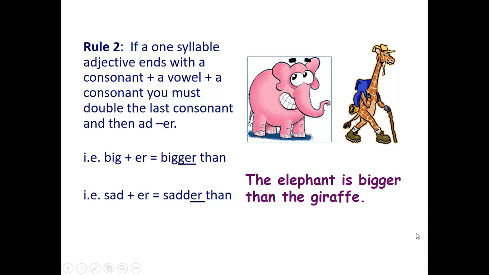Rule number two deals with if a one syllable adjective ends with a consonant, a vowel, and then another consonant. Then in those situations, we are going to double the last consonant before you add the ER. So for example, the word big. At the end of it, it has a consonant, then a vowel, then a consonant. So if you notice that at the end of the word, what you're going to do is double the last consonant. So you're going to double that G before you put the ER in there.